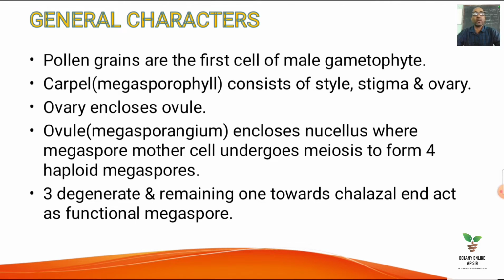Now this megaspore mother cell undergoes meiosis to form 4 haploid megaspores, out of which 3 degenerate, that is, the ones towards the micropylar end. The megaspores are present one above the other. The 3 megaspores out of the 4 towards the micropylar end, that is the upper end, degenerate, and the one that remains towards the chalazal end stays functional. Now it is called the functional megaspore. Got it? So out of the 4, 3 have degenerated and 1 is remaining, the functional megaspore.